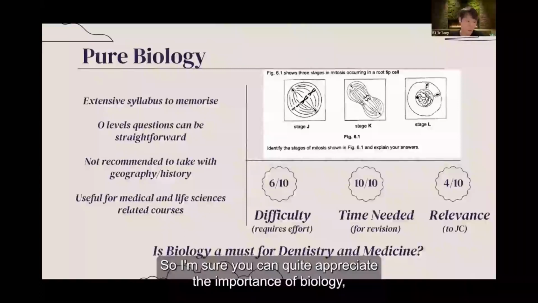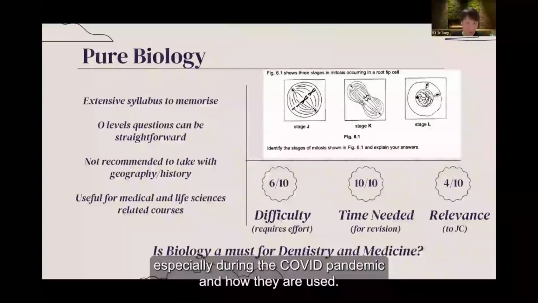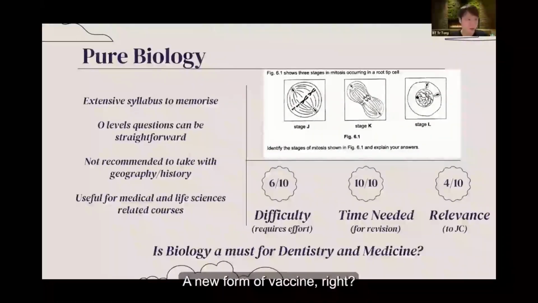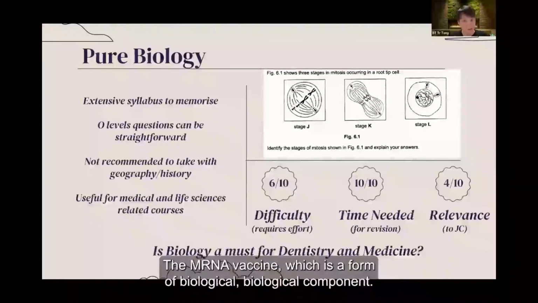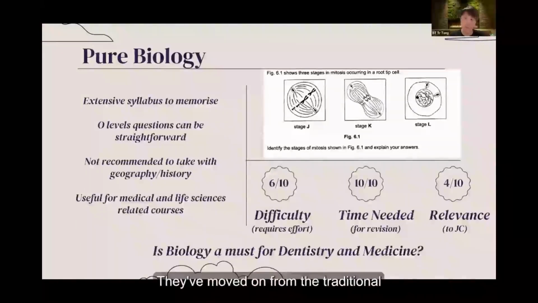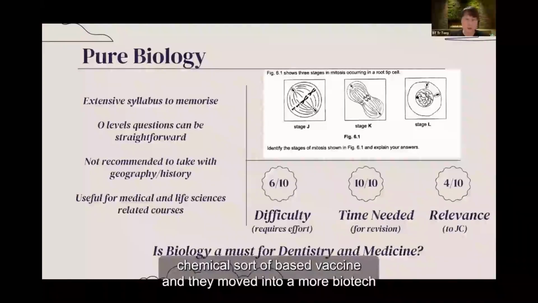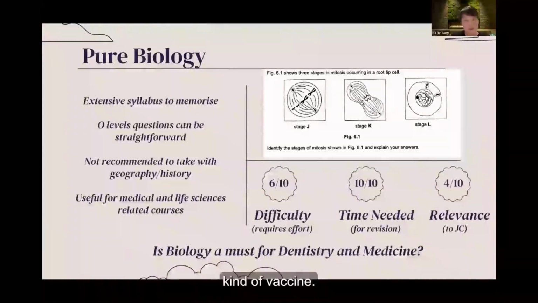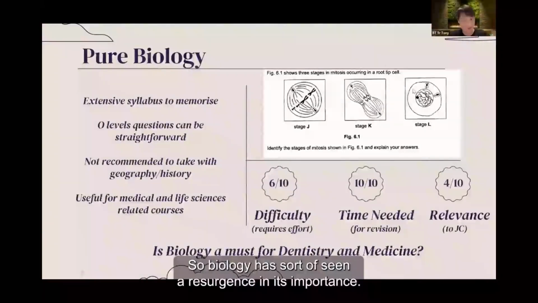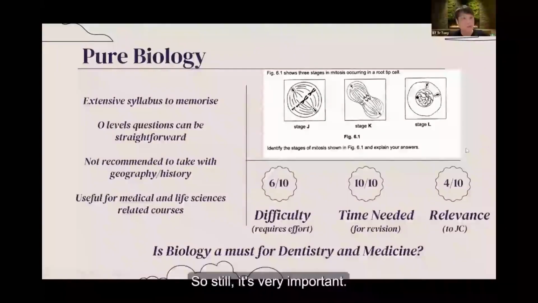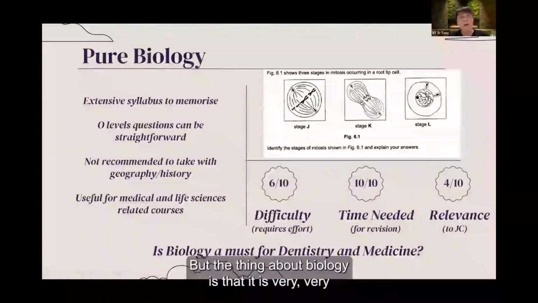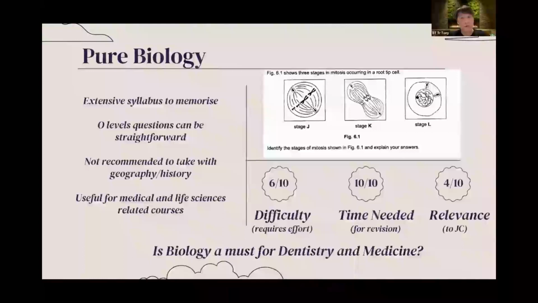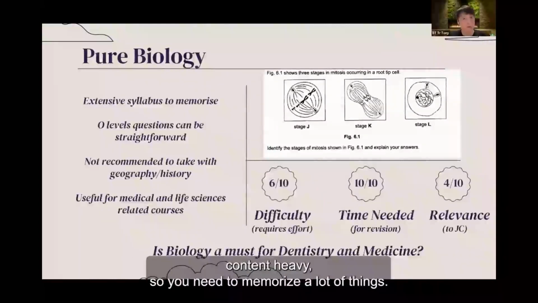So I'm sure you can quite appreciate, right, the importance of biology, especially during the COVID pandemic, and how they've used a new form of vaccine, right, the mRNA vaccine, which is a form of biological component, right? They've moved on from the traditional chemical based vaccine, and they moved into more biotech kind of vaccine. So biology has sort of seen a resurgence, okay, in its importance. So still, it is very important. But the thing about biology is that it is very, very content heavy. So you need to memorize a lot of things.